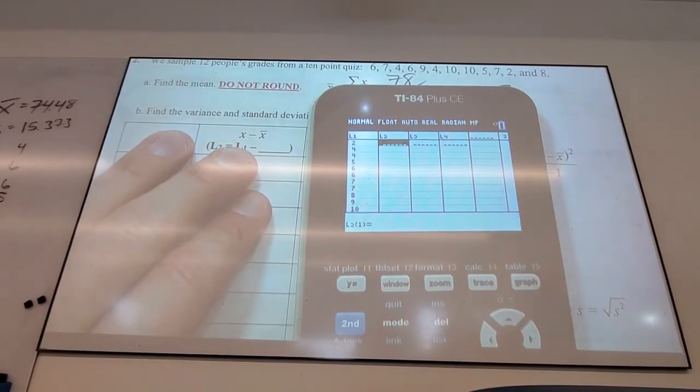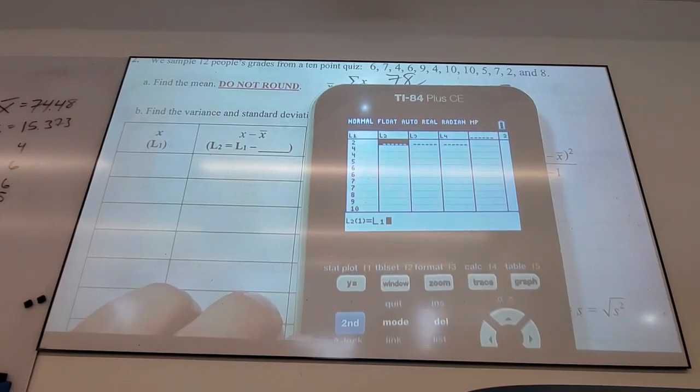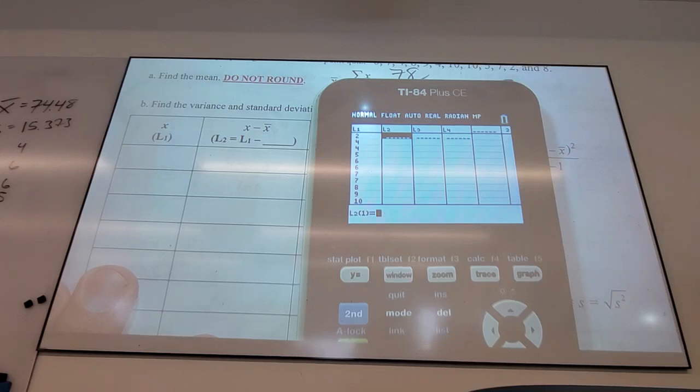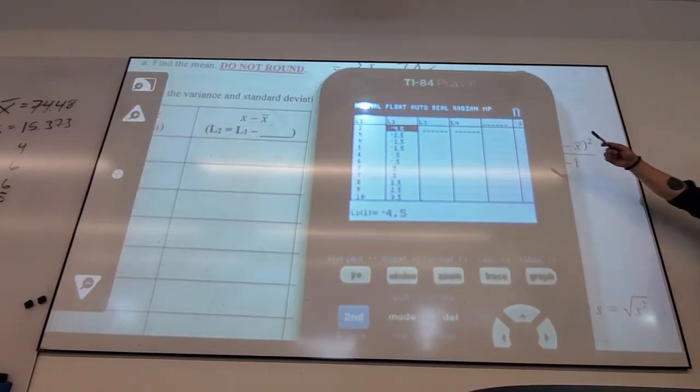So I'm gonna make a mistake right now. I'm gonna do it right here. See that where I'm in the wrong place? If I do list 1 minus 6.5, it's gonna give me an error. It's gonna say data type. I'm trying to put an entire list into one spot. Calculator's freaking out. I'm like, I'm sorry, calculator. List 1 minus 6.5. Bam. You guys with me?